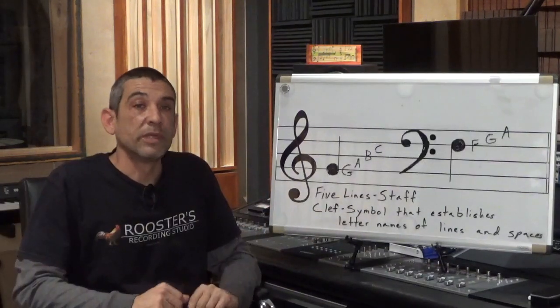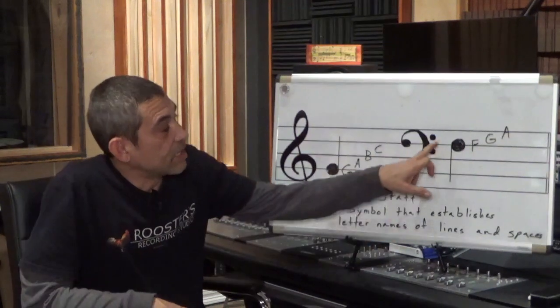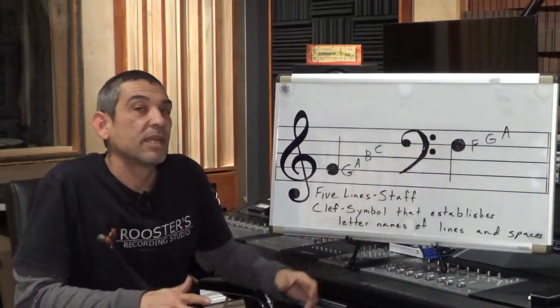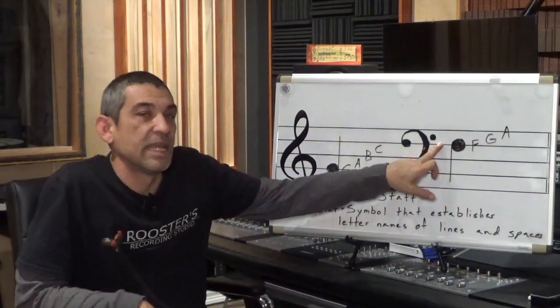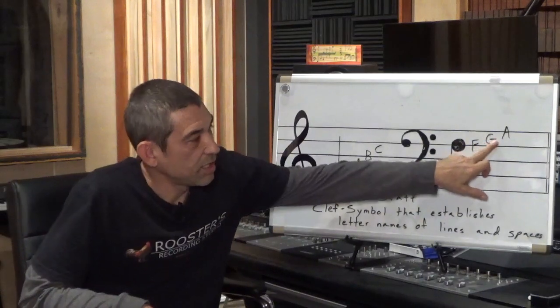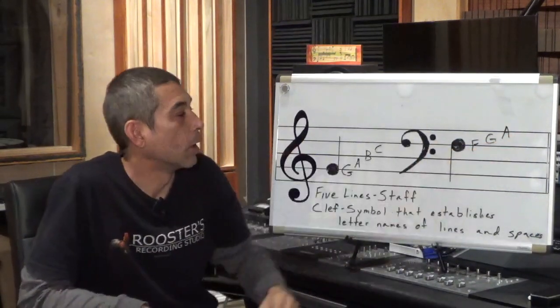The next symbol is called a bass clef, or the F clef. The dot above and below the second line from the top indicates that this line is an F. So this note is an F, the next space is a G, the next line is an A, the next space is a B, and so on.